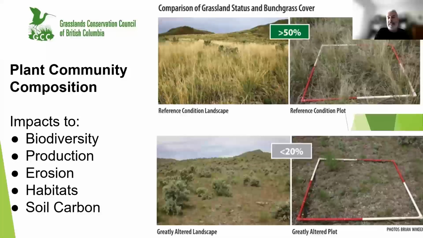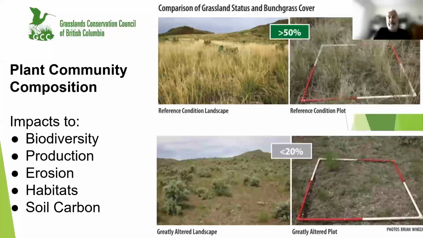So the top picture is just showing a blue bunch wheatgrass community. And on the right, you can see that it fills most of the frame. On the bottom, within a greatly altered landscape, it's got less than 20%. If that was done on a weedy site, then the weeds are generally having an impact by displacing the bunch grasses that should be there.